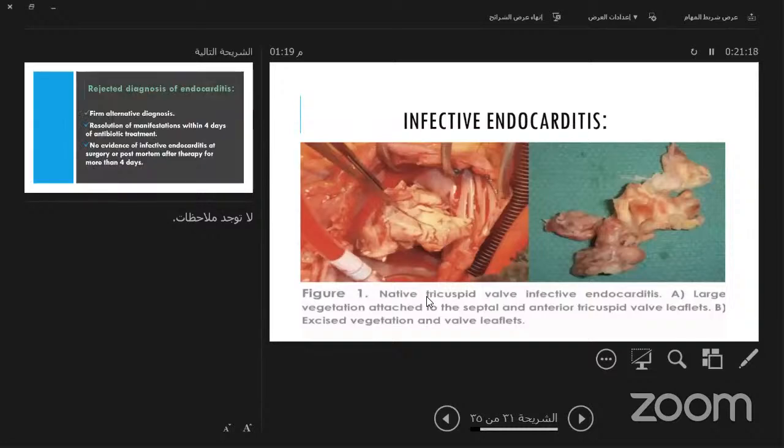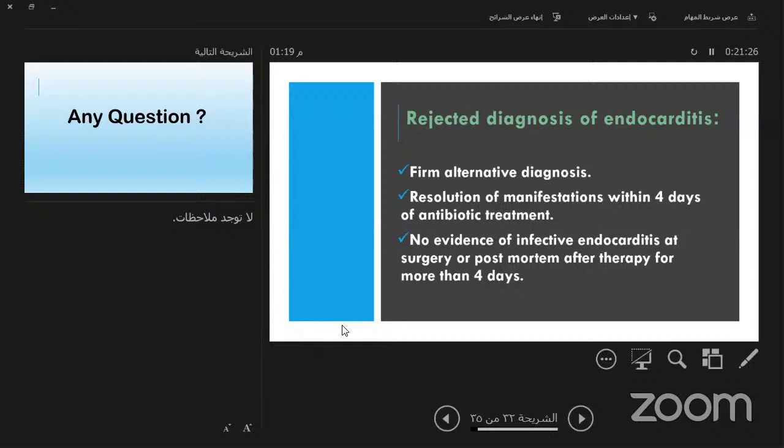This is a picture of the tricuspid valve vegetation affecting the septal and anterior leaflet. Rejected diagnosis of endocarditis: in case of firm alternative diagnosis, resolution of the manifestations within 4 days of antibiotic treatment, or no evidence of infective endocarditis at surgery or postmortem after therapy of less than 4 days.